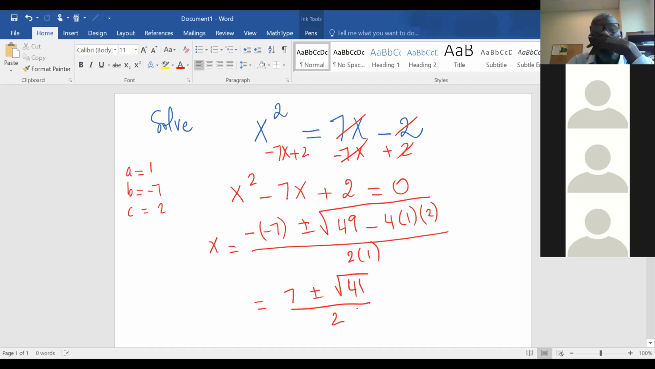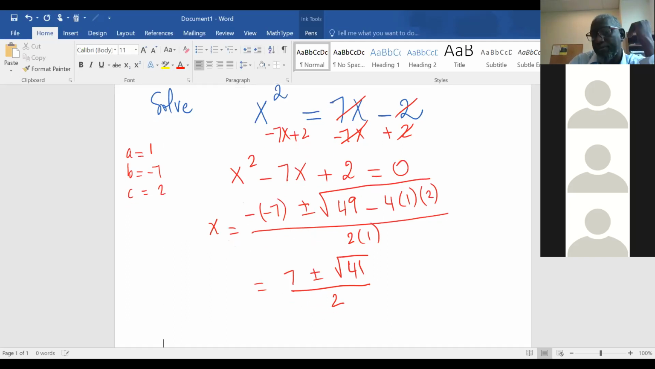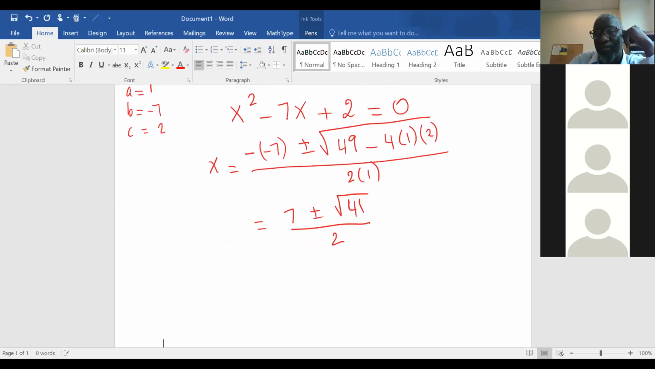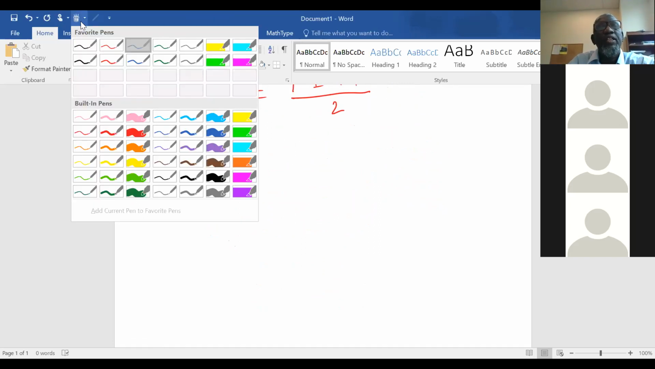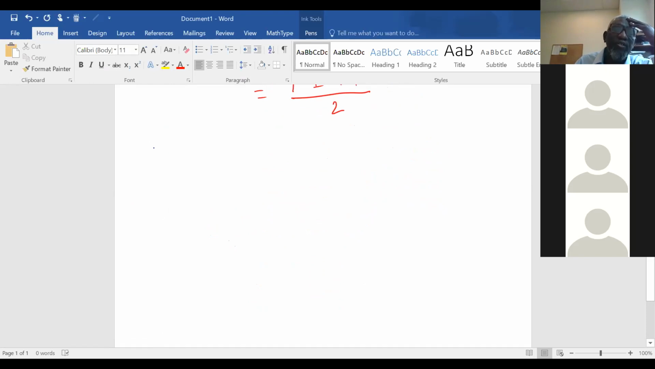And then we can stop right here. That is basically how to apply the quadratic formula. Now, after that, we have a lot of application problems, and it's going to take a lot of time if you do it a lot.